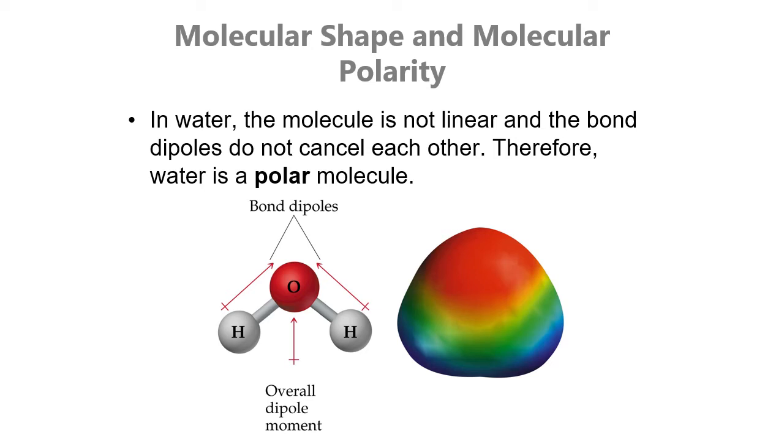Let's discuss the molecule of water here. We know that the molecular shape of water is bent, so the molecule is not linear and the bond dipoles do not cancel each other. Therefore, the water molecule is a polar molecule. You can see the uneven cloud of electrons: in oxygen it is much more condensed compared to the hydrogen part. Okay, you can see here the red part.